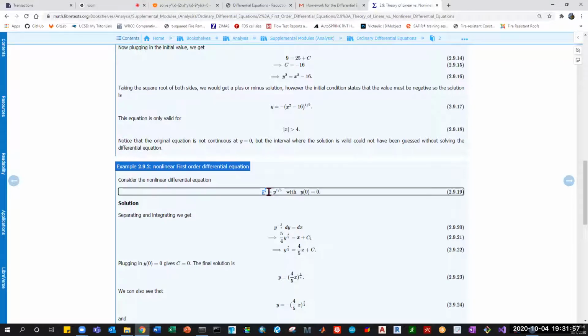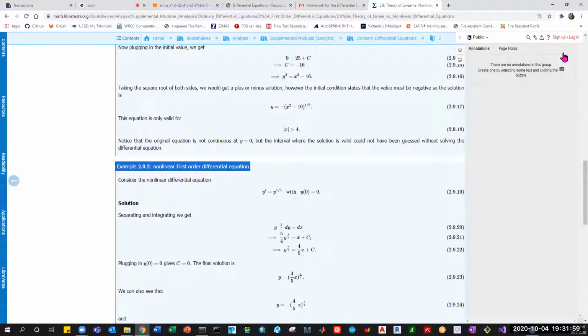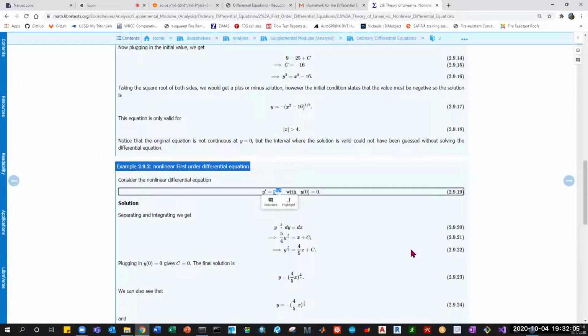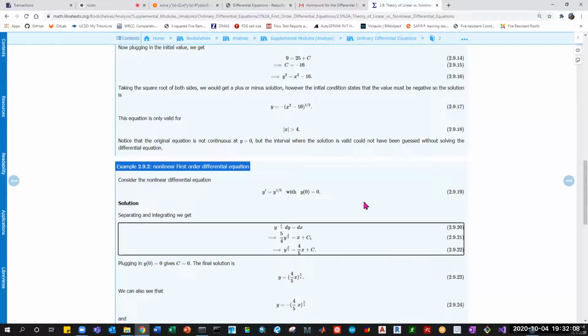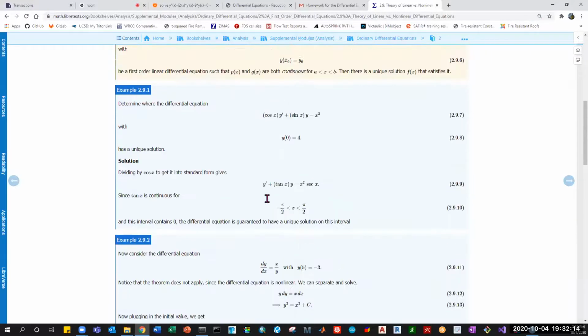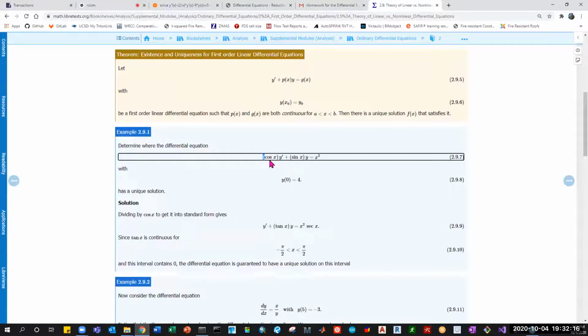Okay, so you know this guy, right? This is non-linear right here. The reason why it's non-linear, look at the y. It's raised to something not one, right? And then look at this linear equation right here. You see this guy?